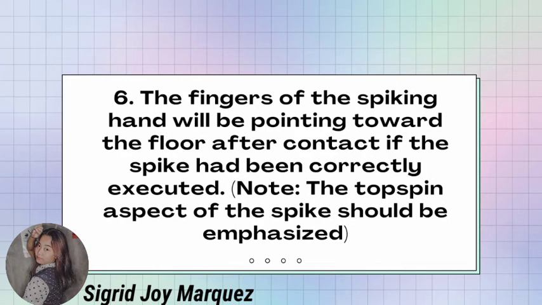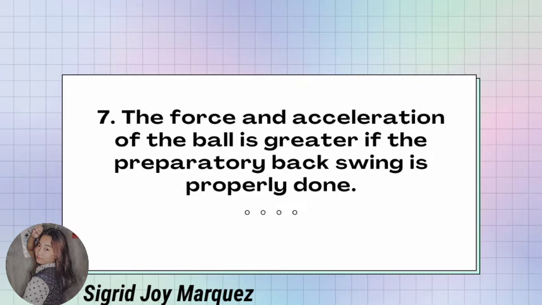Number 6. The fingers of the spiking hand will be pointing toward the floor after contact. If the spike has been correctly executed, note the top spin aspect of the spike should be emphasized. Lastly, number 7, the force and acceleration of the ball is greater if the preparatory backswing is properly done.